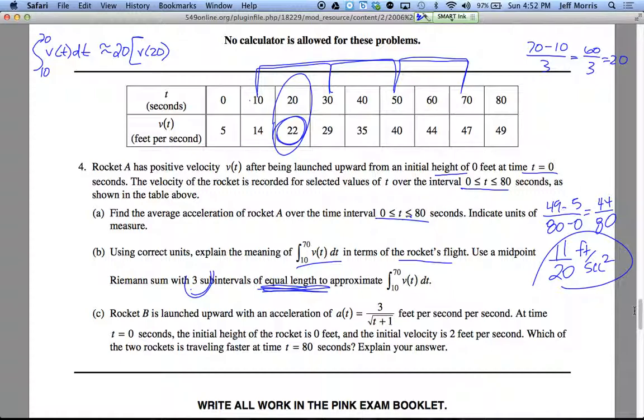And then you just type, well, this is non-calculator, isn't it? Okay, then this next one. Thanks, Jake. Thank you, Jake. Then it's V of 40 plus V of 60.